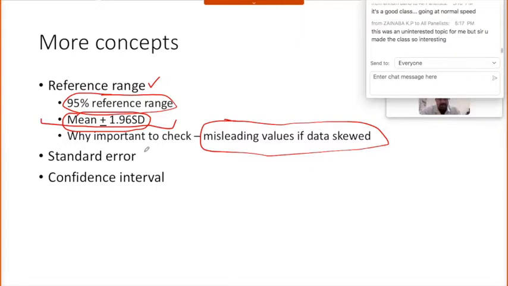There is something called the standard error. So if you remember in my previous slide, I told you that when we take a sample, we are really not interested in the sample. We are interested how much and how well.